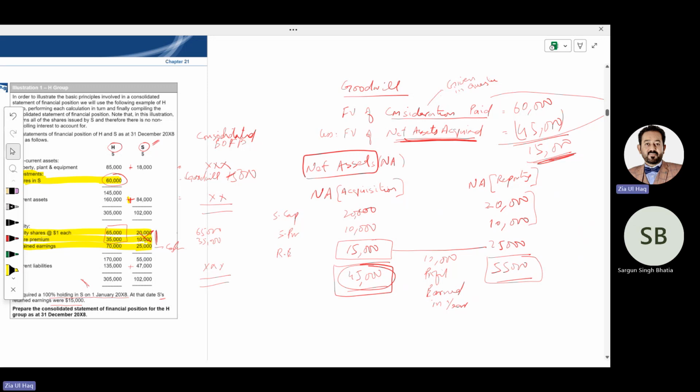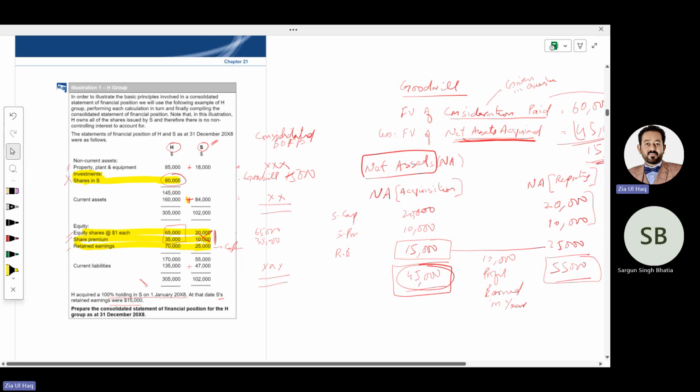How can we calculate net assets acquired? Share capital plus share premium plus retained earning at the time of acquisition. This will be either provided in the question or we need to calculate this. If it is provided in the question, simple, add these three, and we will have the fair value of net assets acquired. Is that fine?